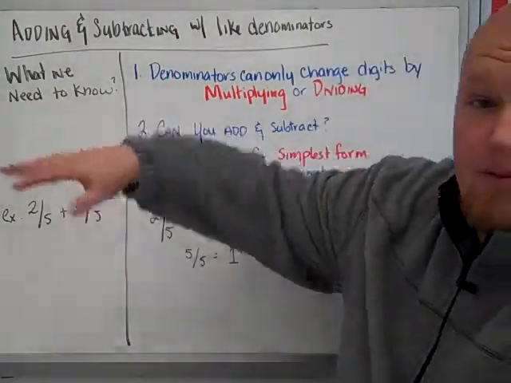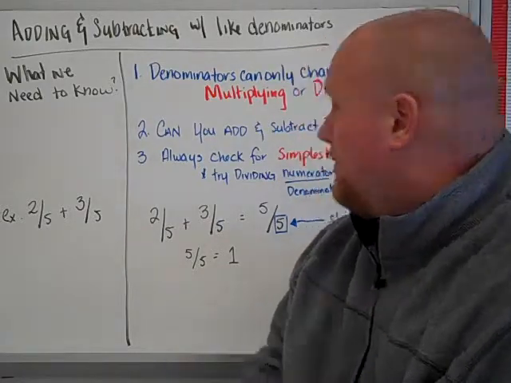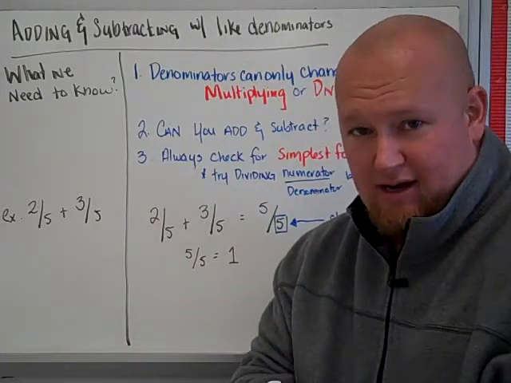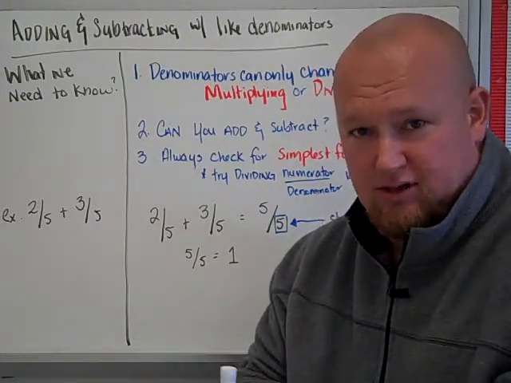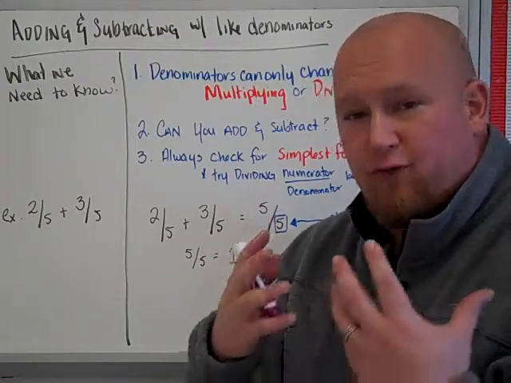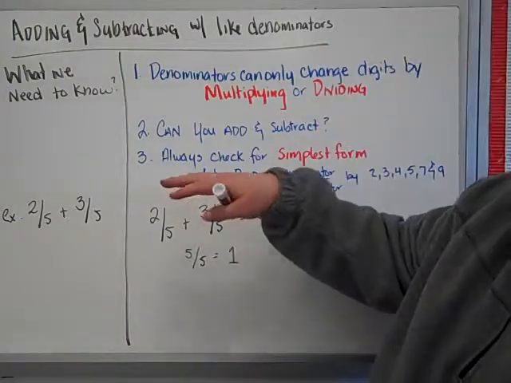So what we need to know, remember that Mr. Marriott has 5 rules to deal with fractions, and we're learning them as we go along. The first being that a denominator can only change if you multiply or divide it. You can't add or subtract denominators. Denominators are like the box that we're holding our numbers in. The whole fraction has value. It's not 2 separate parts, which leads us to number 2.